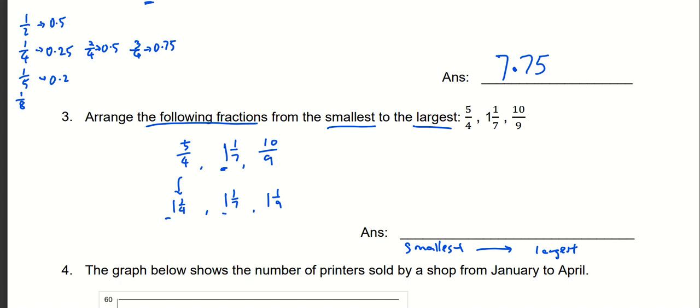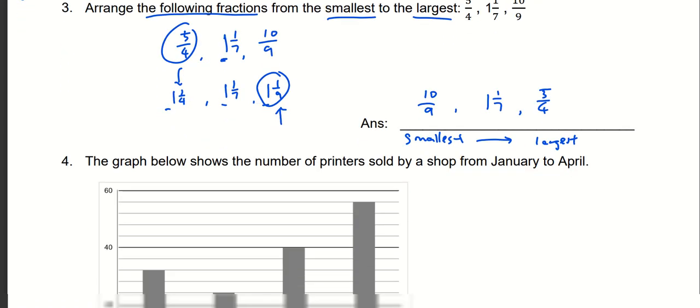Looking at the whole number parts, they're all identical. You can look at the size of the unit fraction. So 1/9 should be the smallest, which makes 10 ninths the smallest fraction, followed by 1 1/7, and the largest fraction is 1 1/4, which is the original fraction 5/4. Okay, so that's question 3.